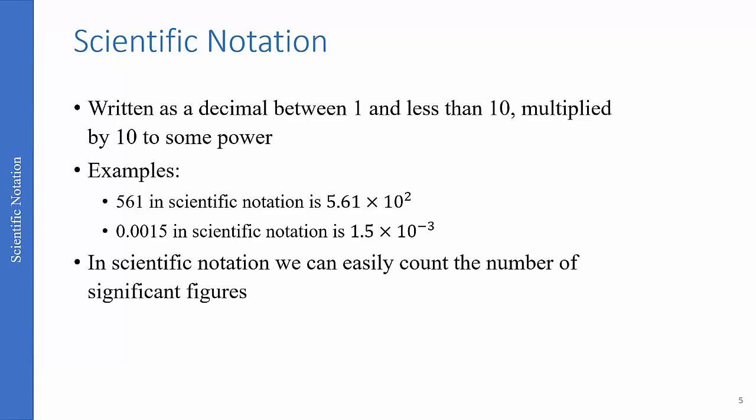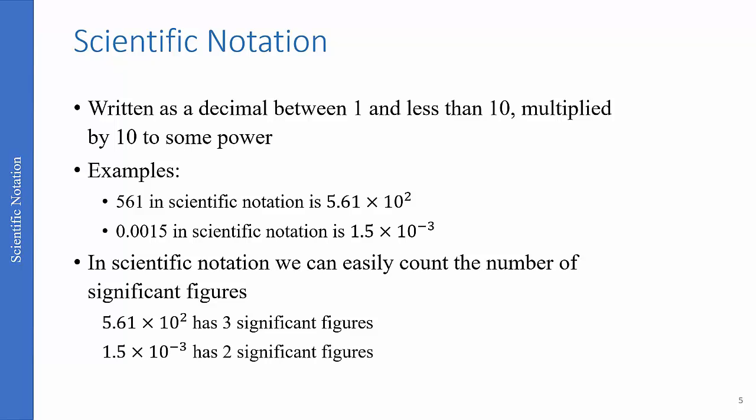In scientific notation, we can easily count the number of significant figures by counting the number of digits in the leading part of the number. So 5.61 has 3 significant figures because it starts with 3 digits. And 1.5 has 2 significant figures.